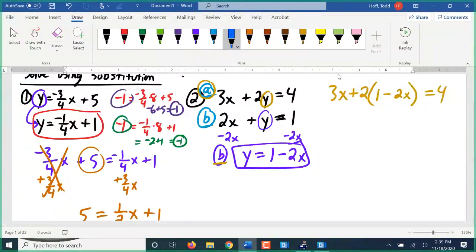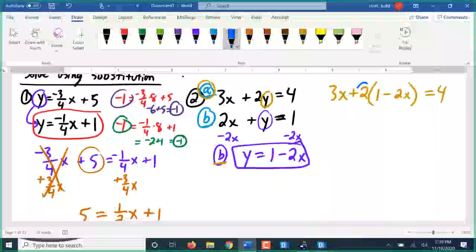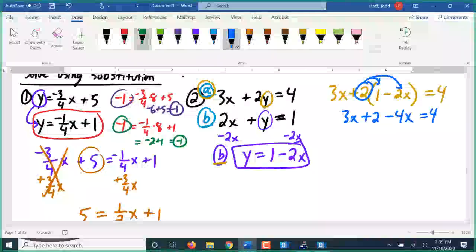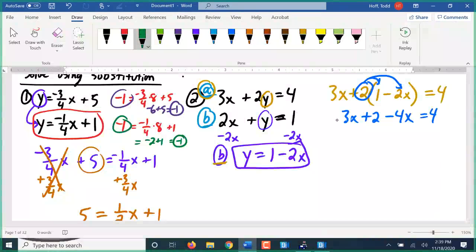Now, remember, we combine what we can on either side. On the left side, we've got parentheses first of all, nothing to do inside there. So we're going to multiply by the 2. So first we'll bring down the 3x. 2 times 1 is a positive 2. 2 times negative 2x is a negative 4x. Equals 4. Next, we'll combine what we can. 3x and negative 4x is a negative x, or negative 1x. Still have the plus 2, equals 4.